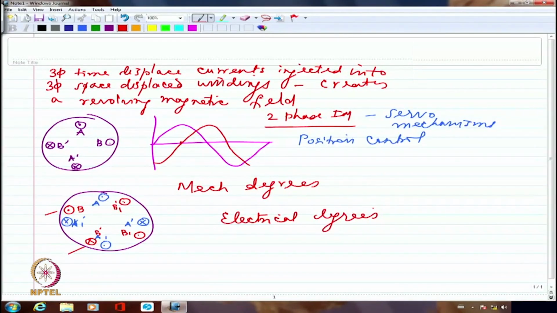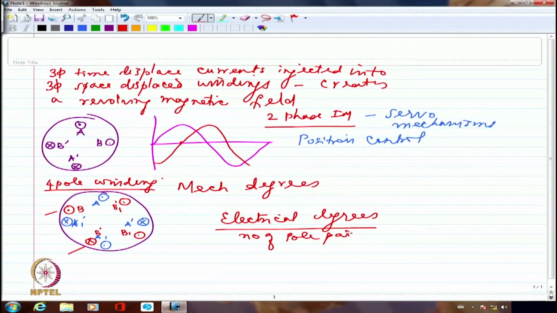So if I try to look at the electrical degrees, that essentially depends upon how I have wound the winding, for how many poles I have wound the winding, and from where to where it is going from positive to negative. So in this particular case, I have wound it for 4 poles. So this is a 4-pole winding. So if it is a 4-pole winding, I would say 90 degrees of mechanical is equivalent to 180 degrees of electrical. So I should say electrical degrees divided by the number of pole pairs is equal to the mechanical degrees.